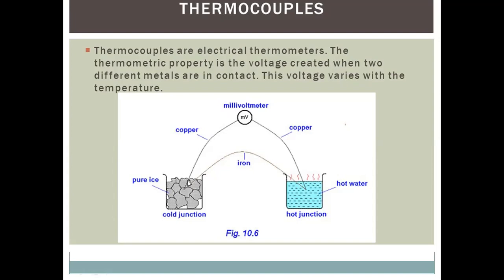Now, when we have two junctions at the same temperature, the voltage will be 0. The voltmeter or galvanometer will show a value only if we have a difference in temperature. So, as you see, the thermocouple does not measure the temperature. It measures the difference and the change in temperature by voltage. So the voltage will show us the temperature of the other unknown object.